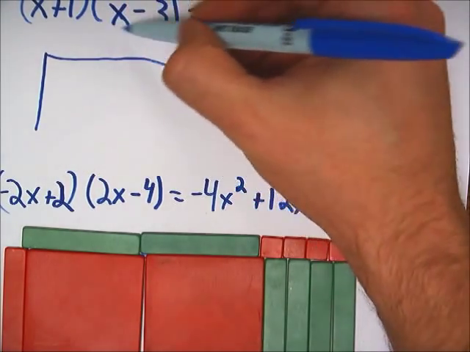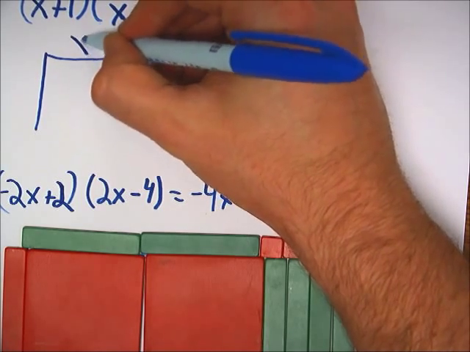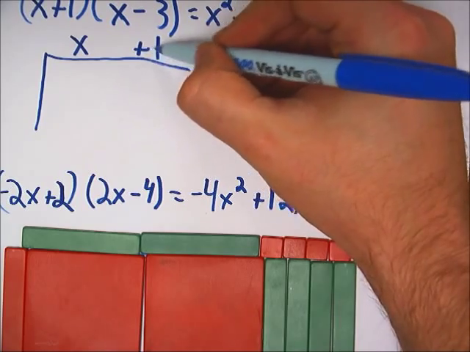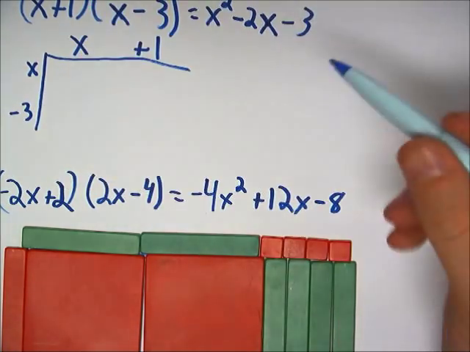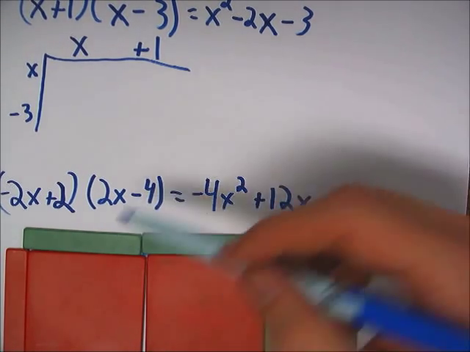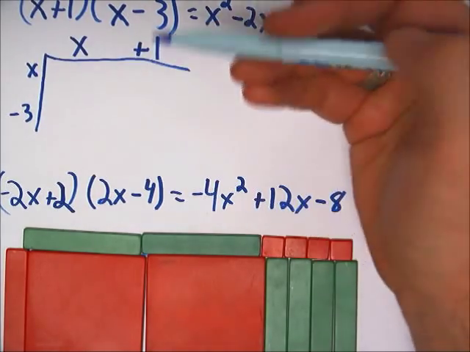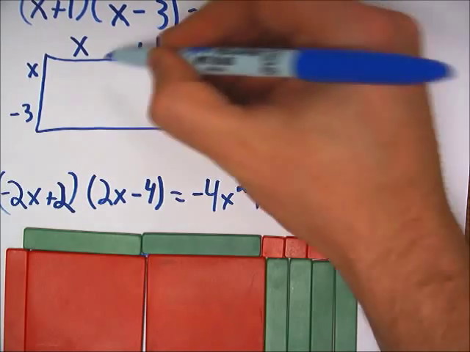What we're going to do is take our exact same box we started off with and write it as x plus 1. Make sure that the sign goes with the number that follows it. Here we're going to have an x and a minus 3. Now, just like on the previous video, it doesn't matter what order you put them in. If you put your x minus 3 on top and your x plus 1 on the side, nothing's going to change. Our format will look a little bit different.